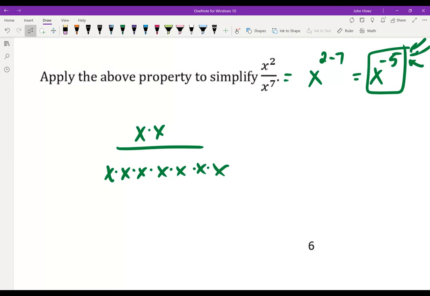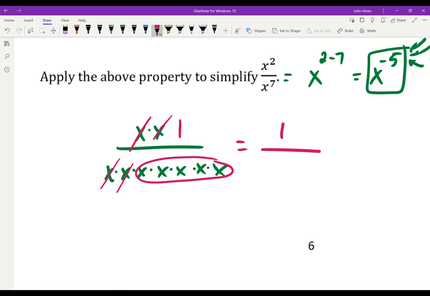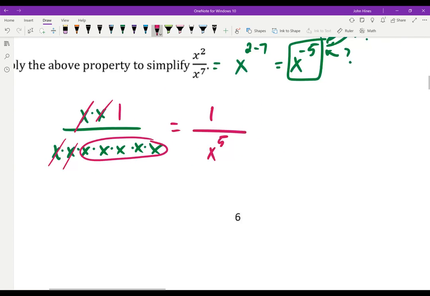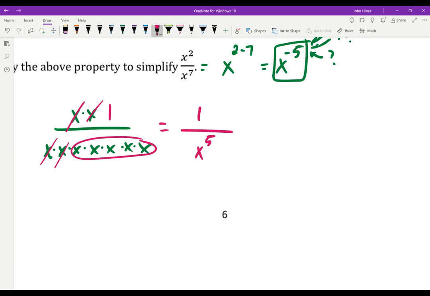I got 1, 2, 1, 2, 3, 4, 5, 6, 7. I'm going to divide out common factors, but notice more of them are in the denominator. So I have 1 over 1, 2, 3, 4, 5, x to the 5th. So these two expressions should be the same.